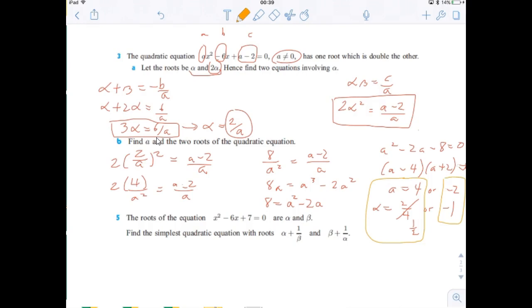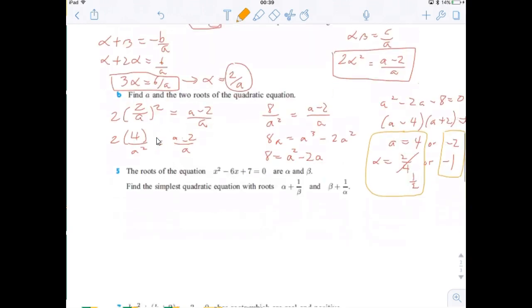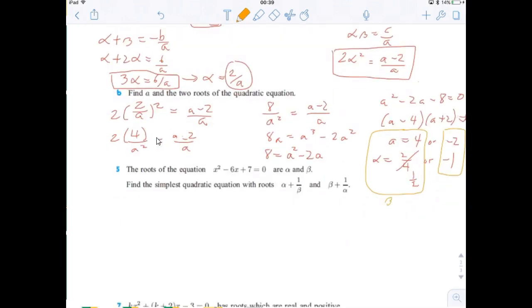Okay, and what's the other root? Well, the other root would be 2 alpha. So the beta root would simply be 1 or negative 2.